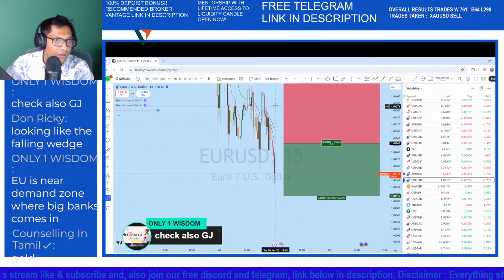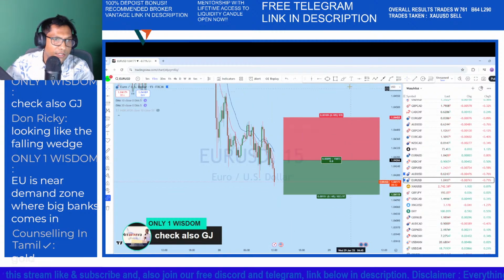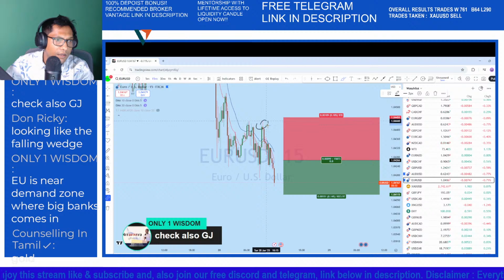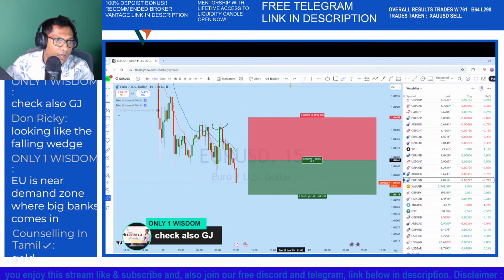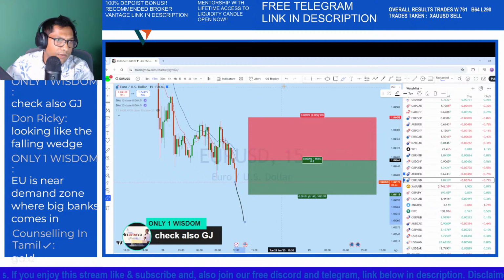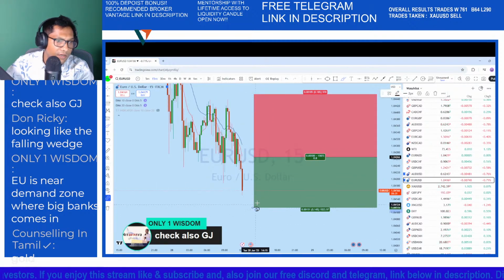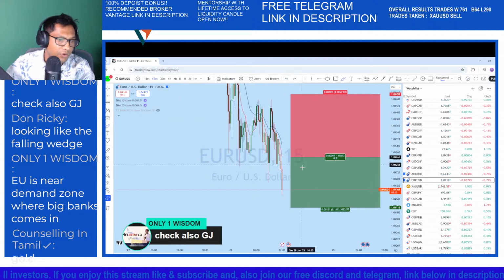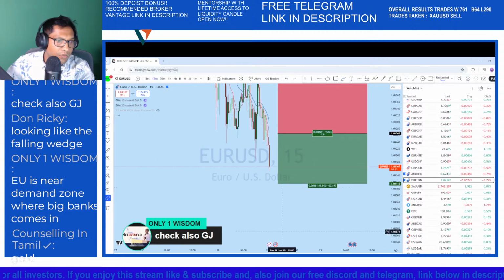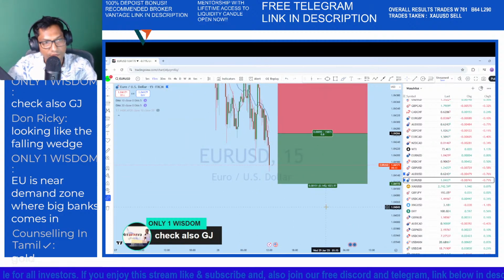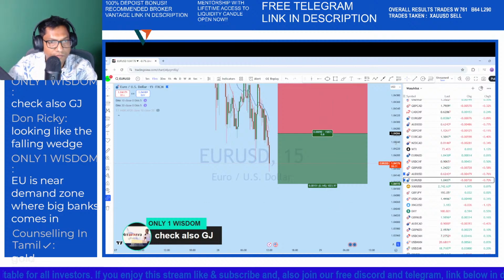Okay, so there is a head and shoulders. If you look at it, you can see this is a head, left shoulder and the right shoulder. And with that head and shoulders, want to see the market coming here, hitting that level where there's an important support. Want to see it coming here and then dropping down.